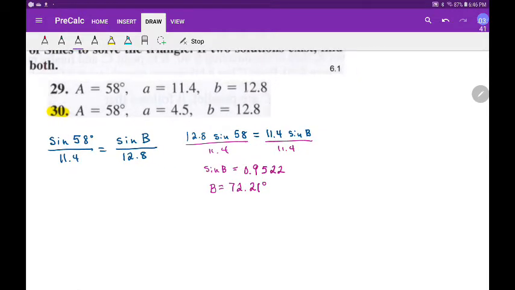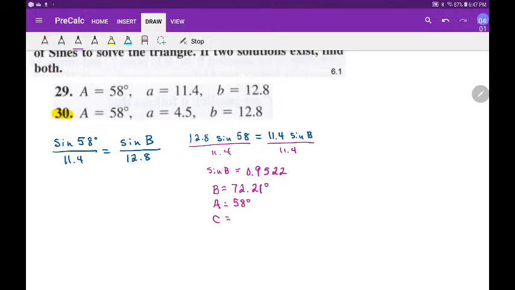But there's room with 58 degrees and 78 degrees. So let me just finish this idea. We have 58 degrees. They gave us that. And then what would C be equal to? We'd say 58 plus 72, and we'd subtract that from 180. So in this situation, C would be the leftover degrees of 49.79 degrees. Okay, that's case one.